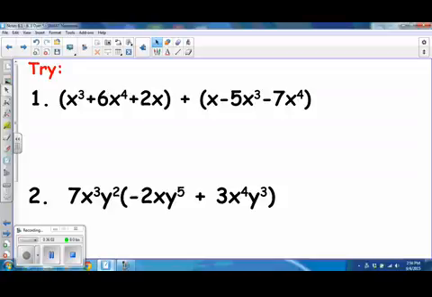Yeah, so there's a plus in between it, so you can just remove the parentheses. You need to find the right term.